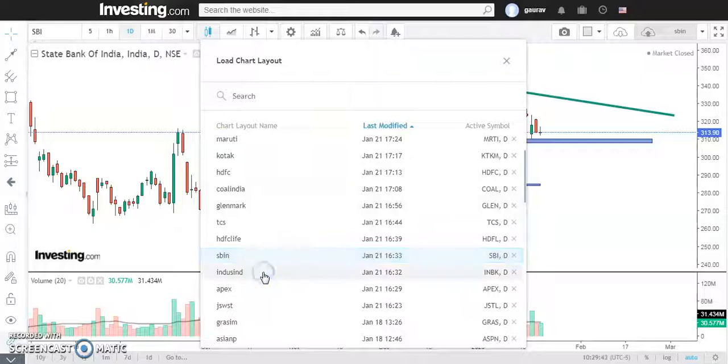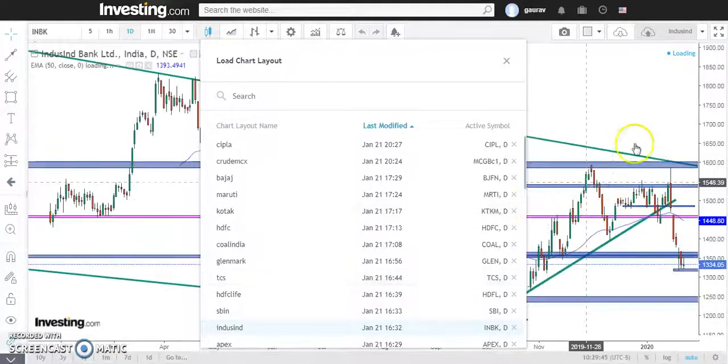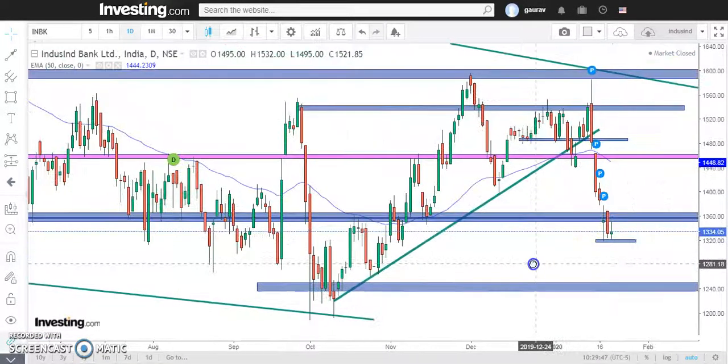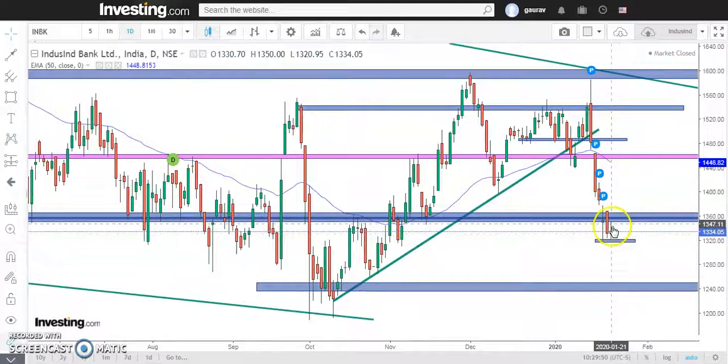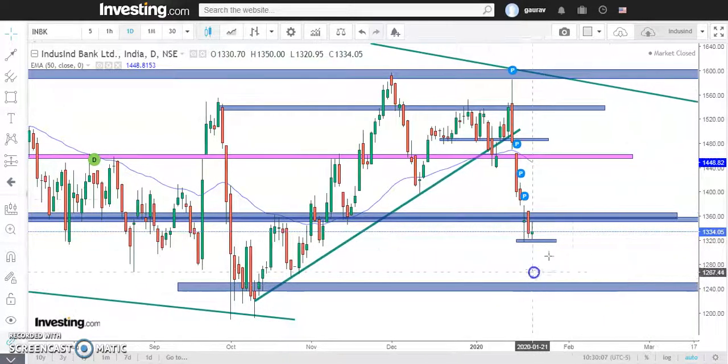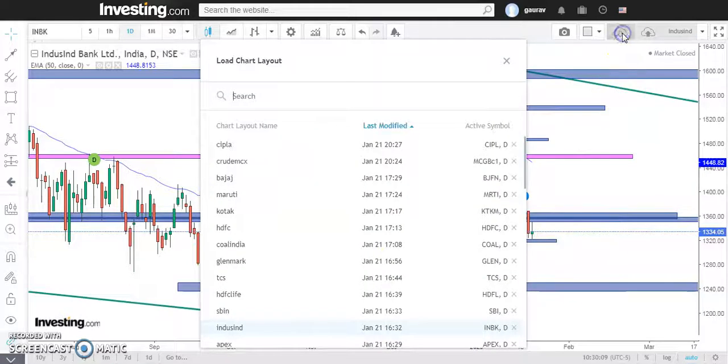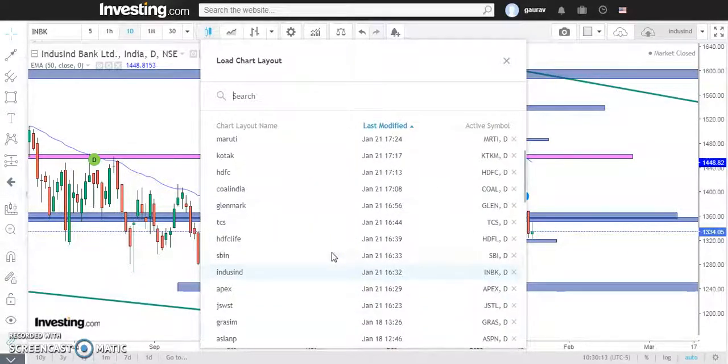IndusInd Bank is another stock which I gave. Look at this, I gave selling at 1350, and now it is ranging between this doji high and low. So basically this range is for a trending move. If we move above this, then we can move again to 1420 and 1450, and if we break the lower range and sustain, we are heading towards 1250. So IndusInd Bank is another stock you could keep in your watch list.